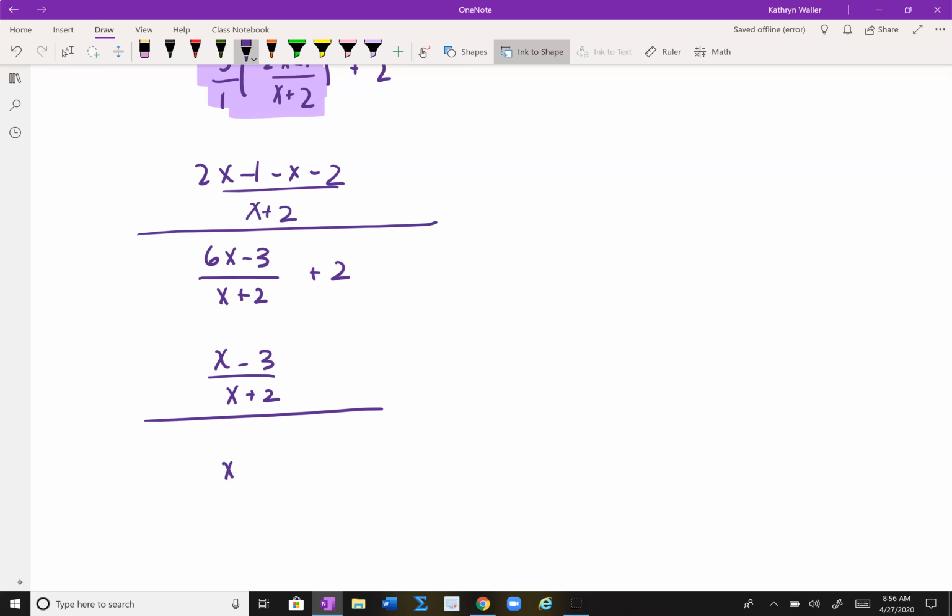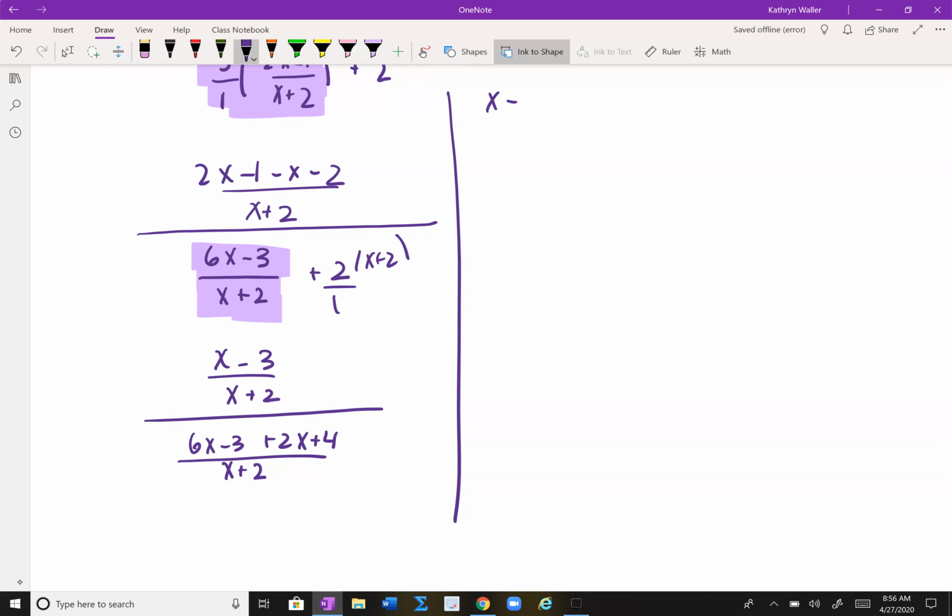Getting a common denominator on the bottom is going to be x plus 2. This guy right here already has the x plus 2, so I can just write 6x minus 3. This guy right here is missing the x plus 2, so I distribute and I get 2x plus 4. So now I'm going to continue over here. I have x minus 3 over x plus 2. I'm going to make that a long division bar division symbol. 6x plus 2x is 8x, and negative 3 and a positive 4 is a positive 1, over x plus 2.